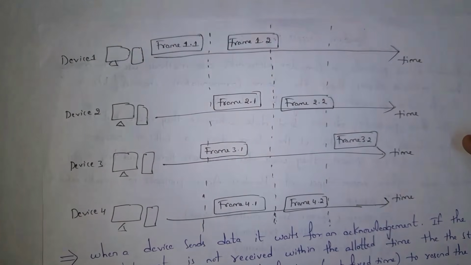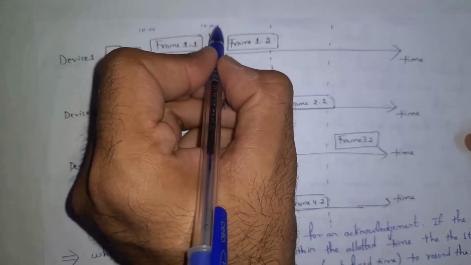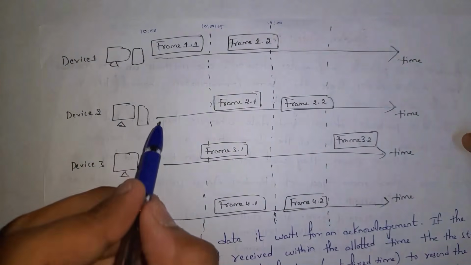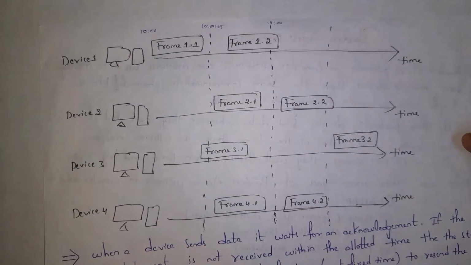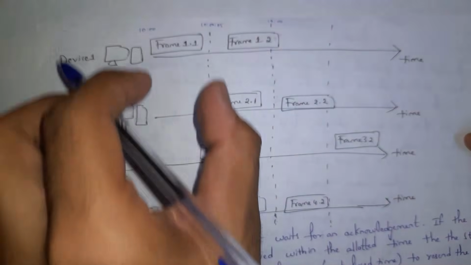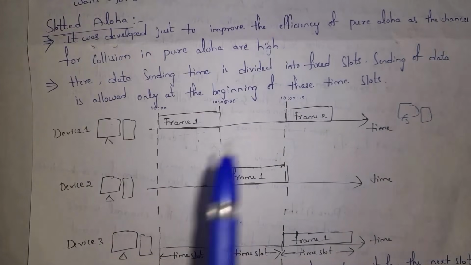If you consider pure Aloha, for example, let us say the time is 10 o'clock, the second slot begins at 10.5 seconds and here 10.10 seconds. If you observe here, a device can send data at any time. They are not following any particular time slot. There is no rule that a device needs to send data only at the beginning of a time slot. So collision chances are very high. And even in slotted Aloha, collisions will occur.